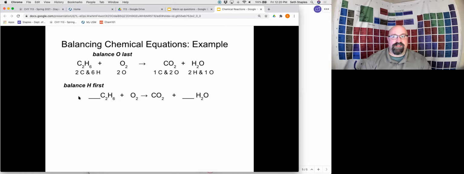So let's go ahead and fix that by putting a 3 in front of our H2O. Now that gives us 6 hydrogens in our product side, and we have 6 hydrogens in our reactant side. Because remember, that's 3 of the entire H2O molecule. So each H2O has 2 H's. So if I have 3 of those, I've got 2, 4, 6 total.